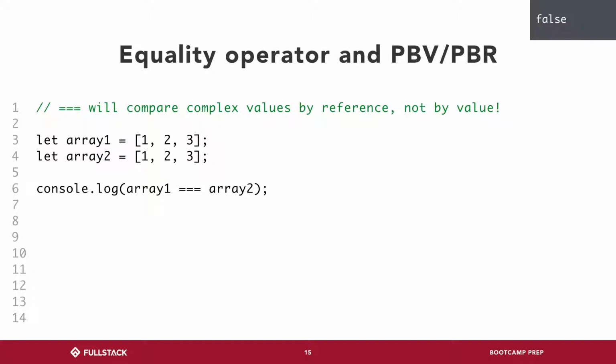Yes, Amani. This may be a trick question, but what if you did double equals instead? That's a good question, but in this case, it would still be false. Because they're both arrays, they'll use the array versus array rule, which will return false because they're different memory addresses.